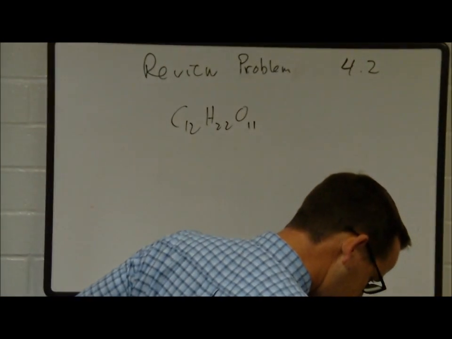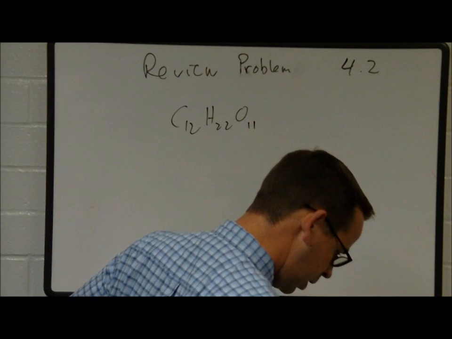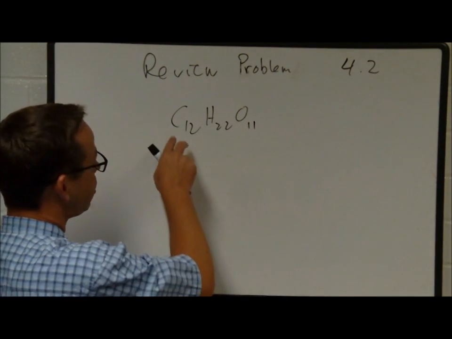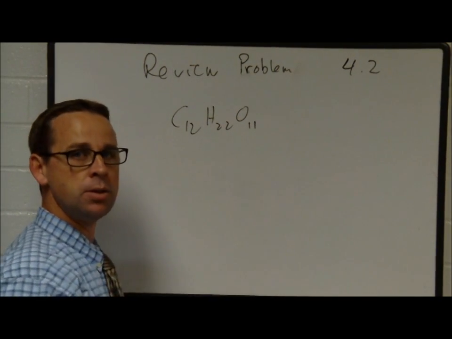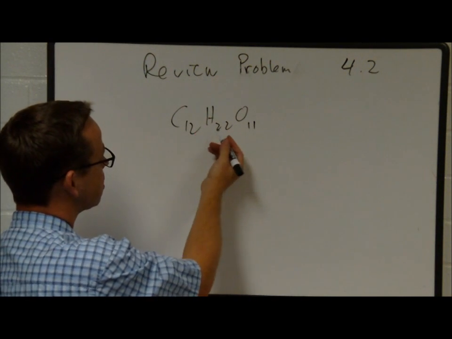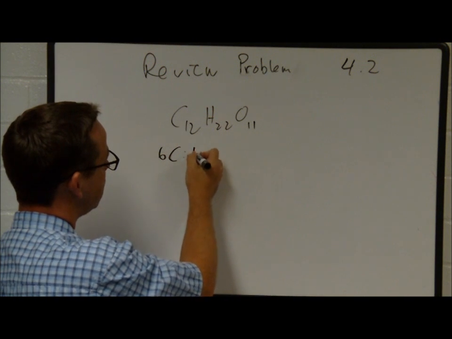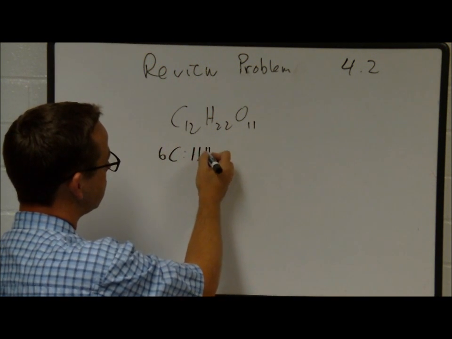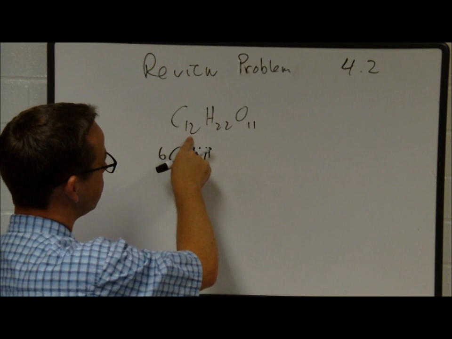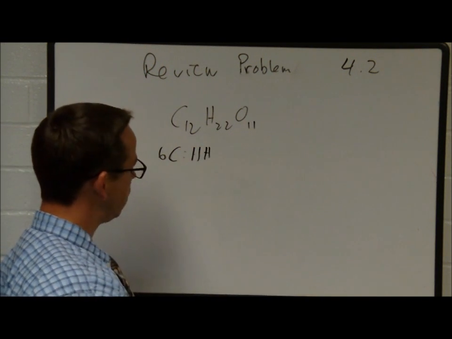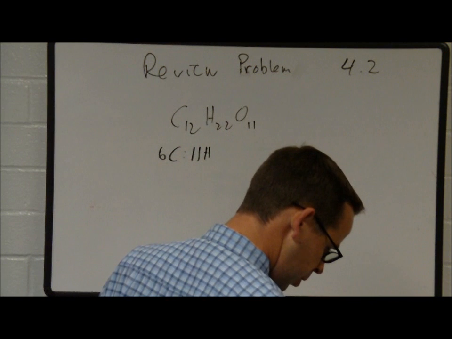Sucrose, table sugar, has the formula C12H22O11. In the compound, what's the atom ratio of carbon to hydrogen? There's 12 carbons to 22 hydrogen. All right, so that's 6 to 11. 6 carbons for every 11 hydrogens. Right? Divide that by 2. All right, so that's the atom ratio of carbon to hydrogen.